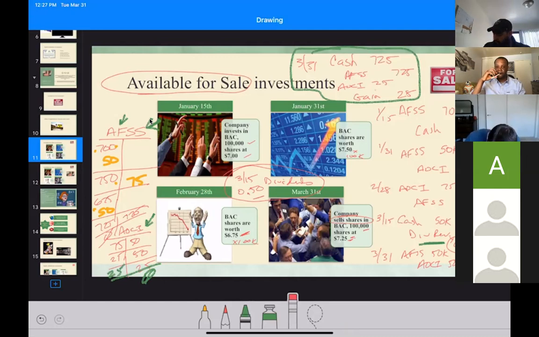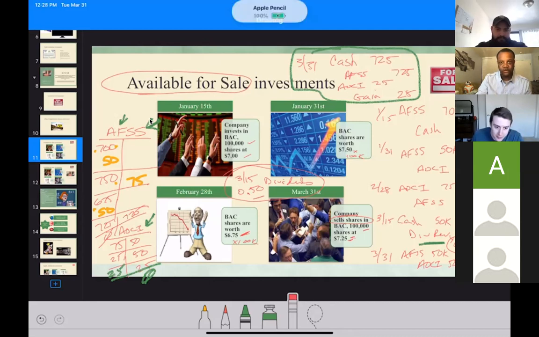Questions? Here's the big difference between trading and available for sale securities. When you go back to your notes and look at what we did for trading, you're going to see that there was a $50,000 gain in month one, or increase to our net income in month one. And then a $75,000 decrease to our net income in month two. And then a $50,000 increase to our net income in month three.